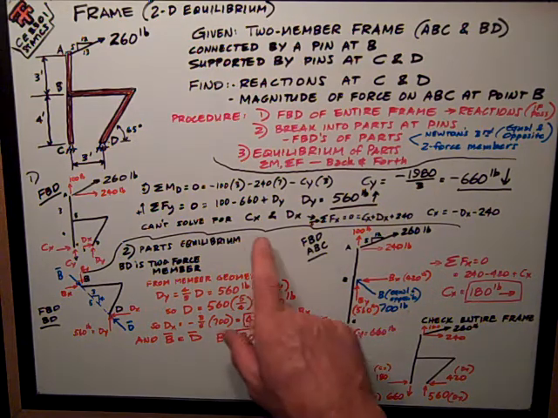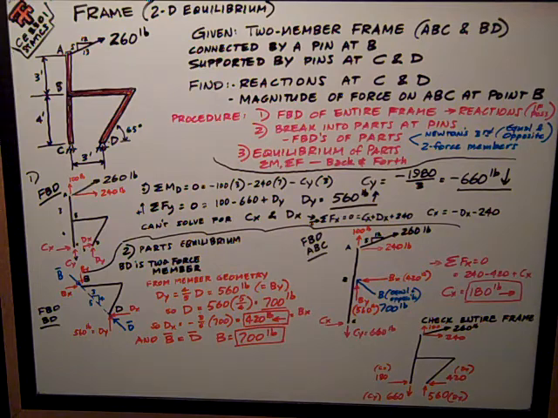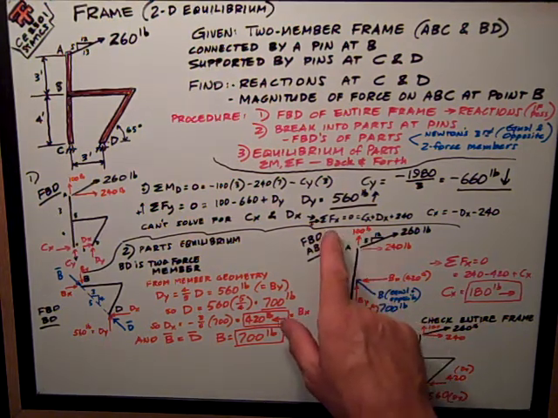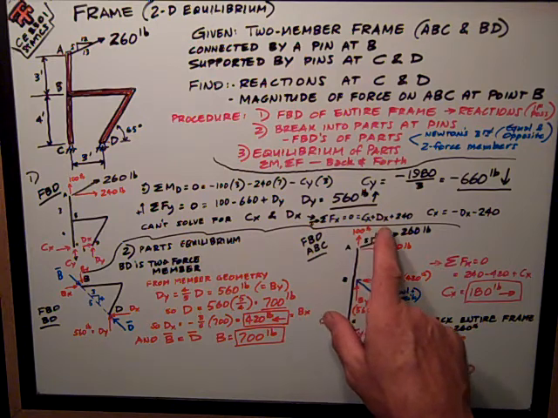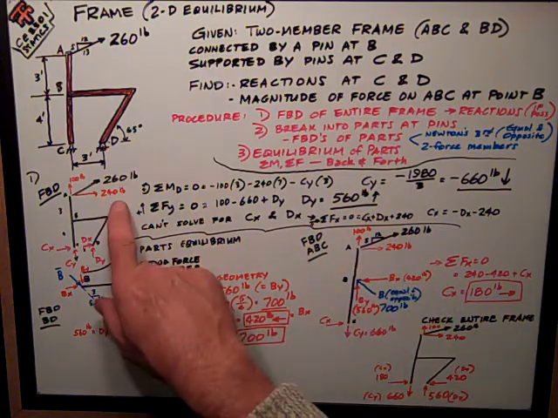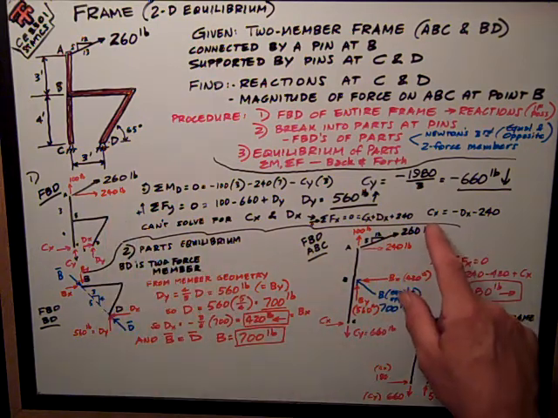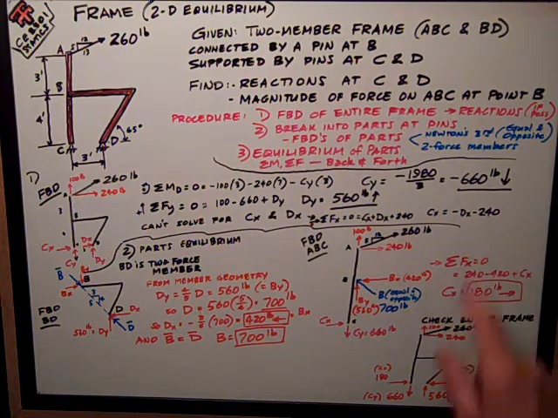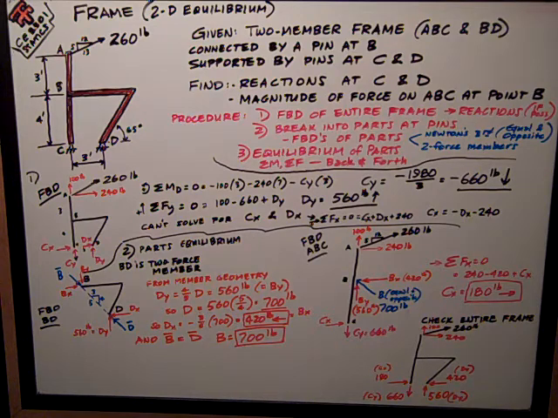But I can't solve for CX and DX because I only have one more equation, and that gives me sum of forces in the X: CX plus DX plus the applied 240 equals zero, so CX is minus DX minus 240. That's all I know about it. But then I've got lots more equations if I break it into parts.